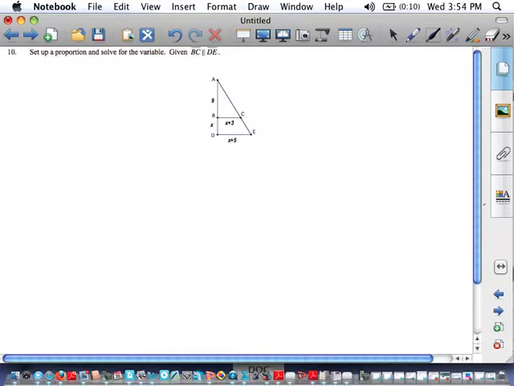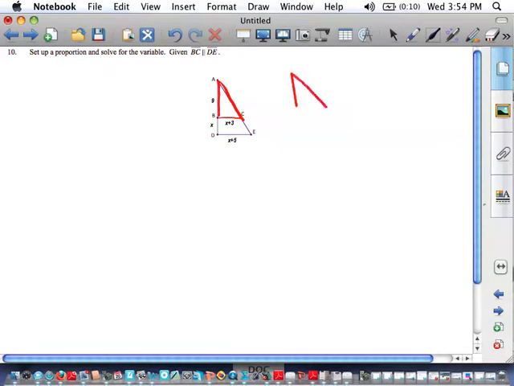Number 10, set up a proportion and solve for the variable. So now we have similar triangles. And you should be very careful when you set up this problem. There's a really common mistake. When you look at these two triangles, the first one, I'm going to outline this in red. And actually, I'm going to redraw that triangle.